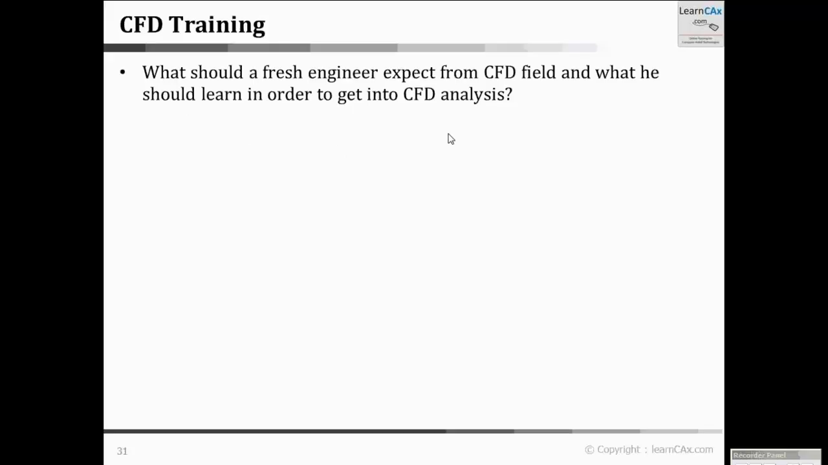Now, the question that may come up in your mind is how to get involved or introduced to this field of CFD if you don't know much of it. So, apart from fundamentals of fluid dynamics and heat transfer and mechanical engineering, some sort of introduction to CFD is needed, either in the form of training or learning it on your own.